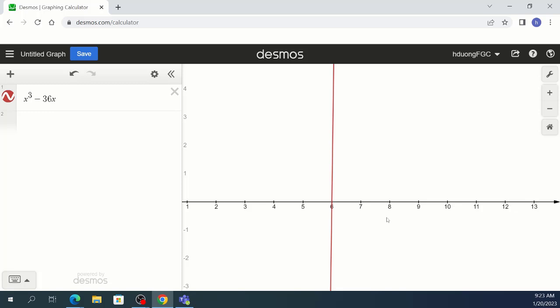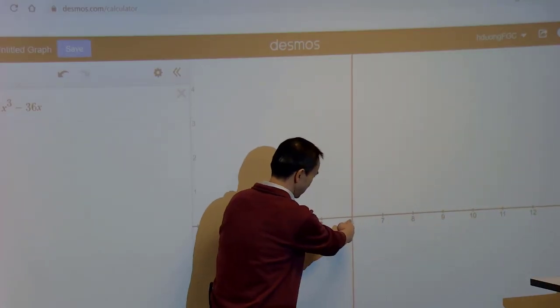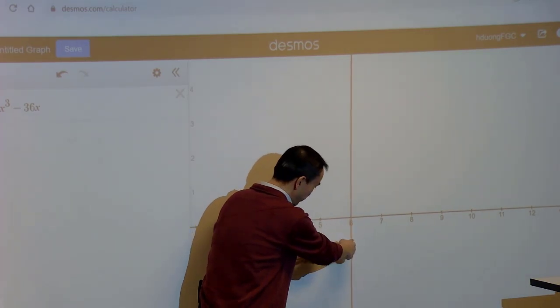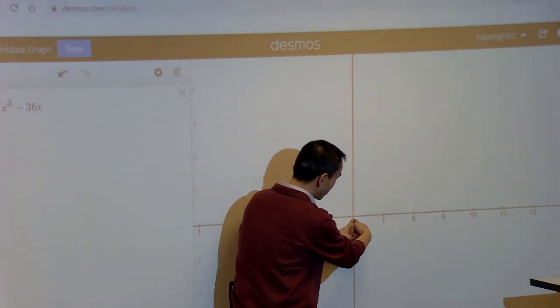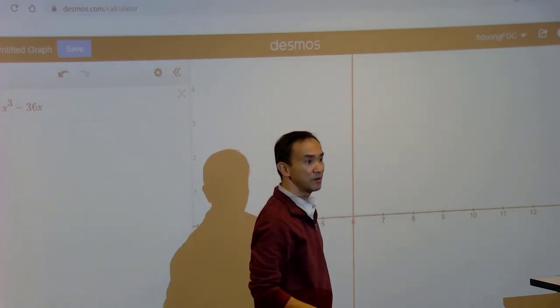And so from 5 to 6, the function stays below the x-axis. Or in other words, that expression t cubed minus 36t is a negative expression in that interval, right? Your expression is negative. But then in that interval from 6 to 9, it's positive. See what I'm saying now?